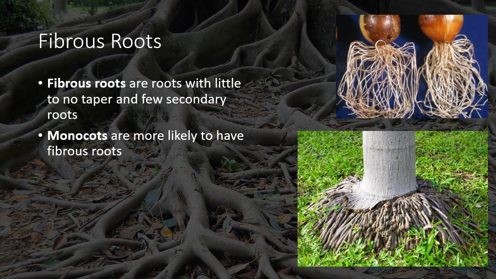This top image you might recognize as onion. We have these unbranching fibrous roots developing from the basal plate of the onion bulb. This bottom image is of a palm. Palms also have a basal plate, and they basically form little root primordia from that basal plate, and they are continuously growing new roots.